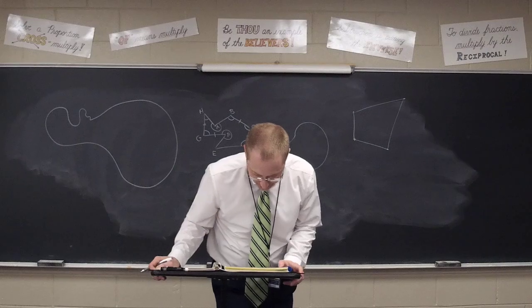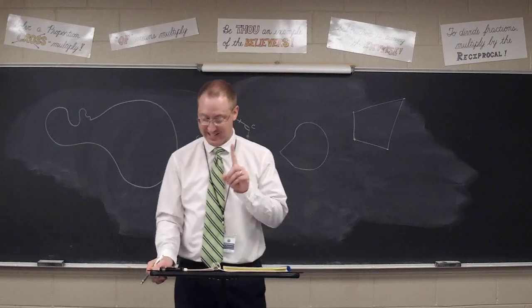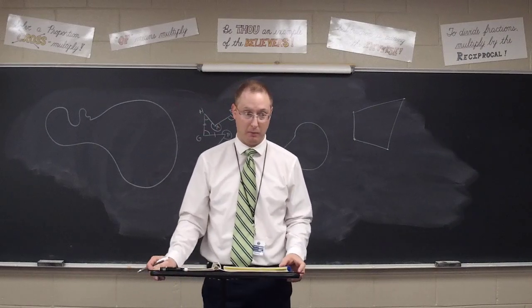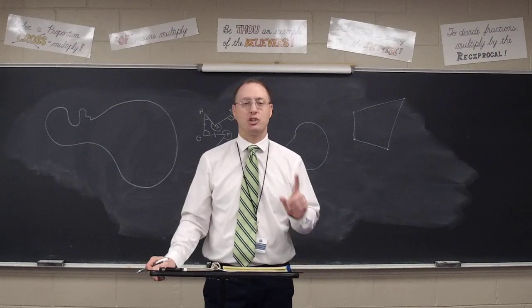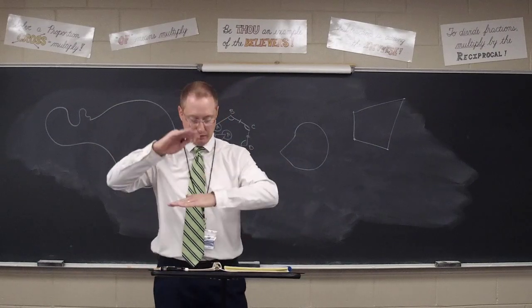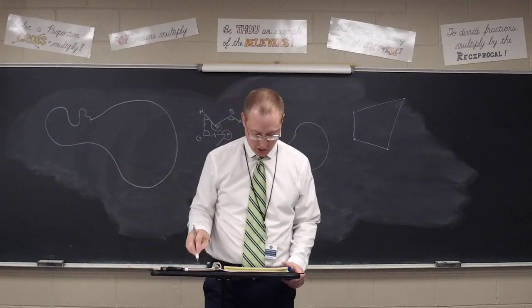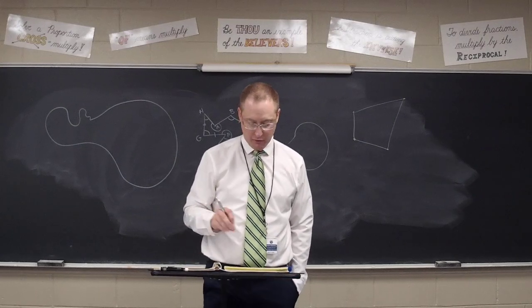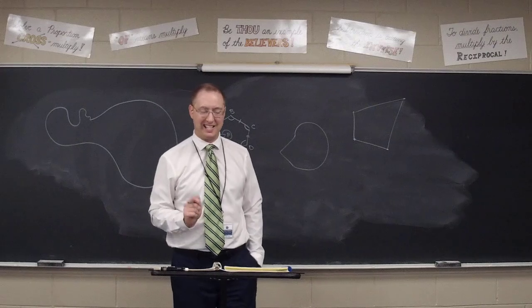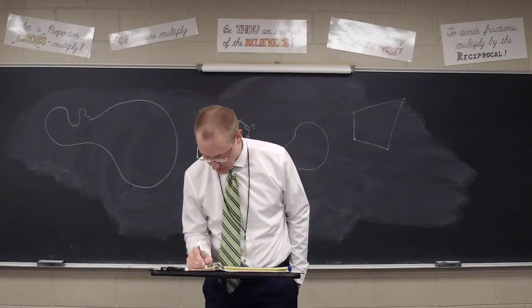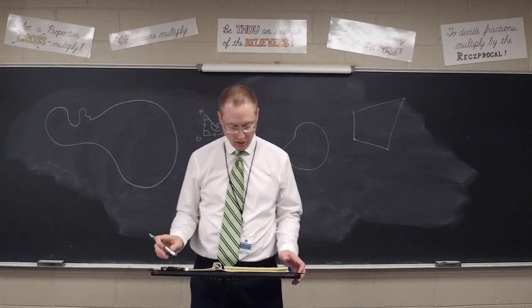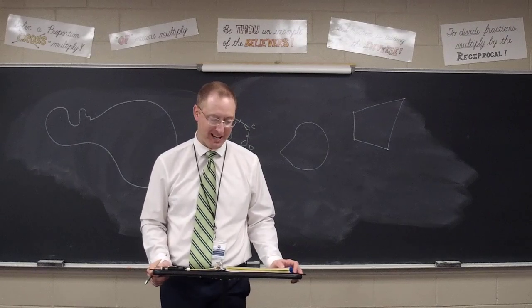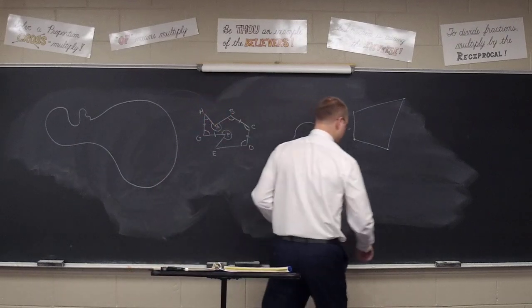Number 6, a parallelogram has only 1 set of opposite sides parallel. That's a trapezoid. The parallelogram has both sets of opposite sides parallel. The trapezoid has only 1 set of opposite sides parallel. For numbers 7 through 15, very quickly, write how many sides each of those things has.